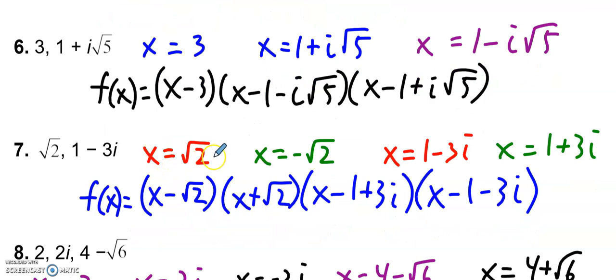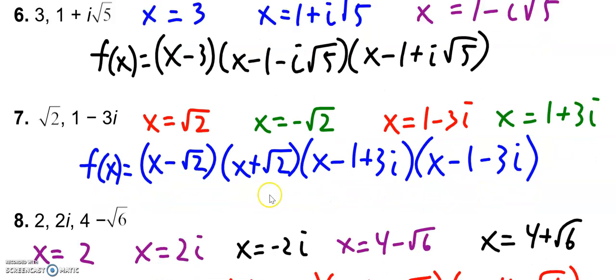Here, I'm given x equals root 2, so that means x equals negative root 2 also has to be a zero. And here I'm given x equals 1 minus 3i, so x equals 1 plus 3i also has to be a zero. So when I write these as factors, I get x minus root 2, x plus root 2, x minus 1 plus 3i, x minus 1 minus 3i.